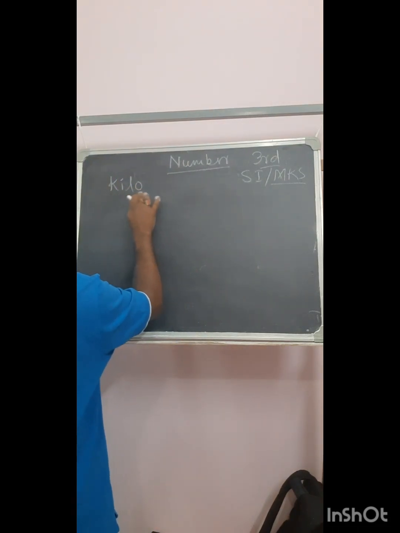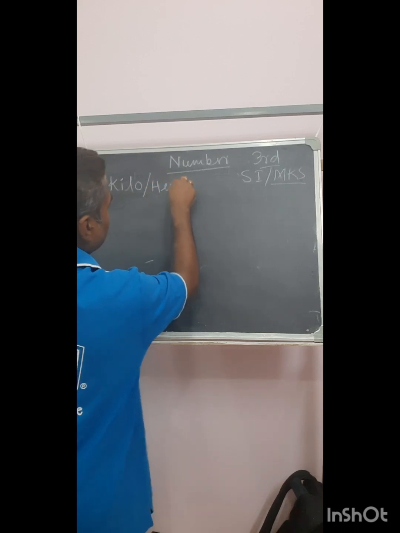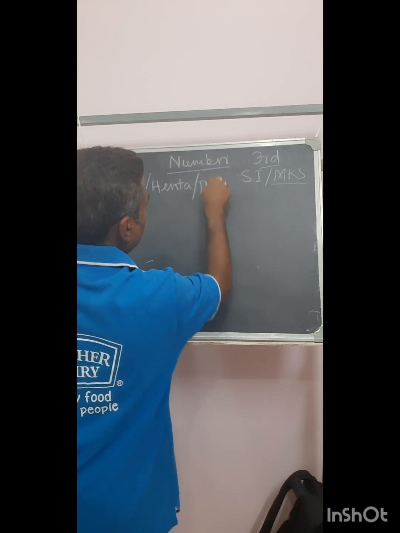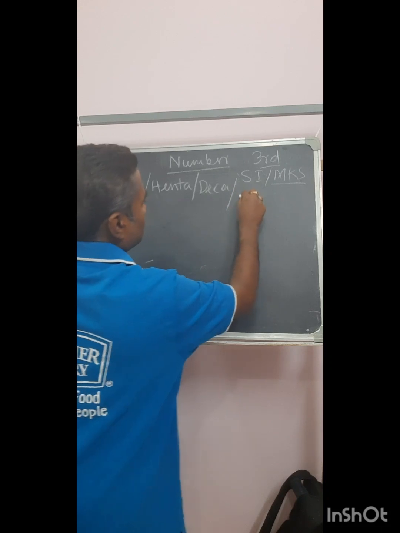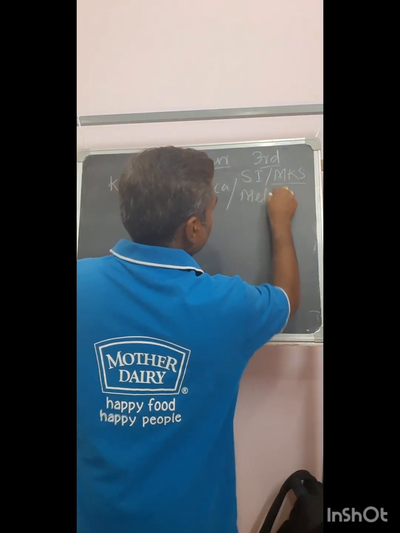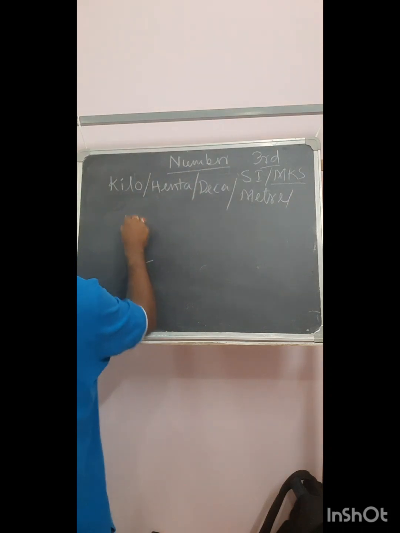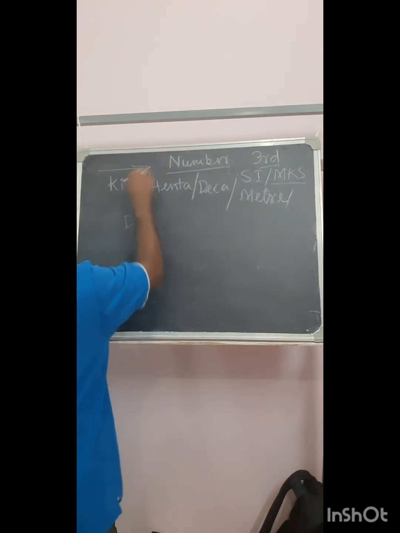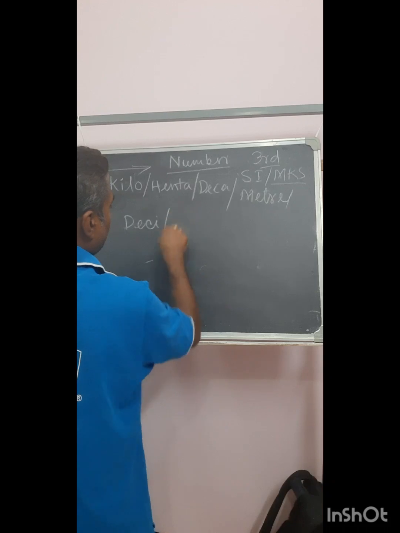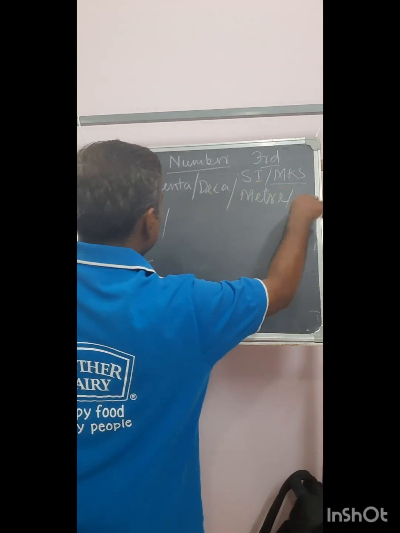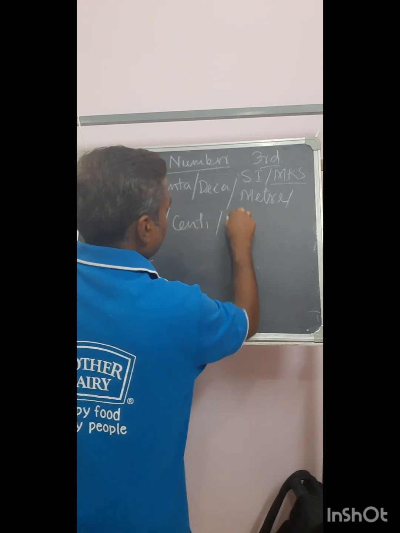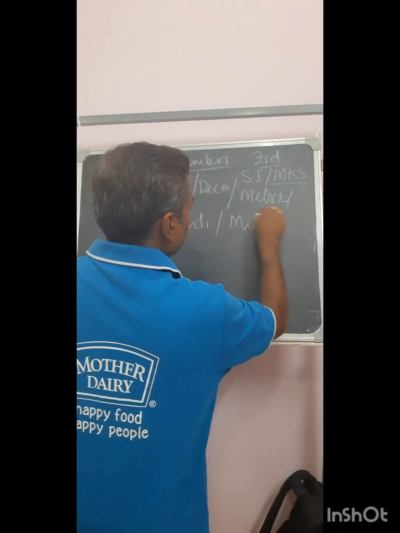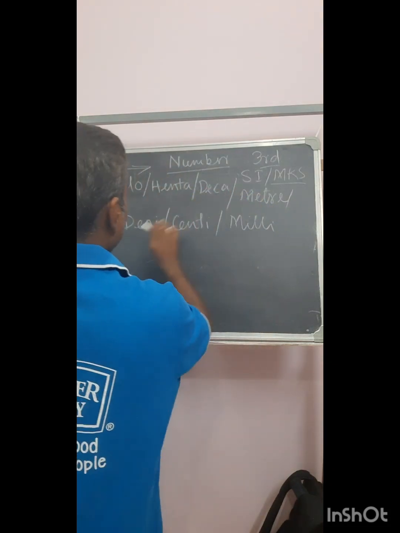So the terms are written as kilo, hecta, deca, then meter, then deci. So it will be like that. I will tell you how all the terms are related. Deci, centi, and milli. So 1, 2, 3, 4, 5, 6, 7.